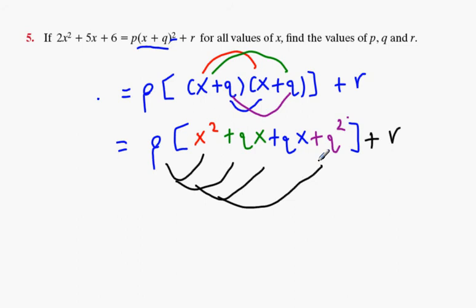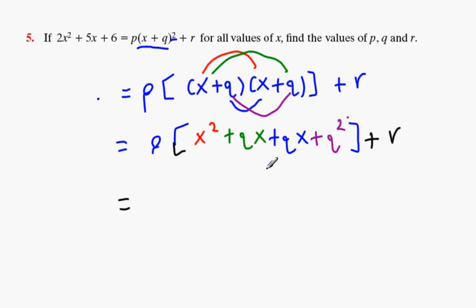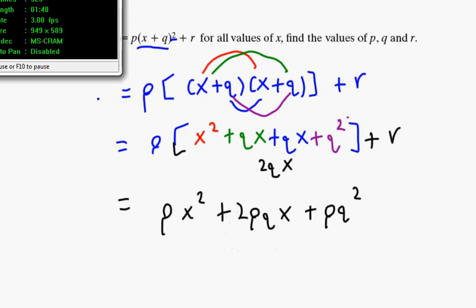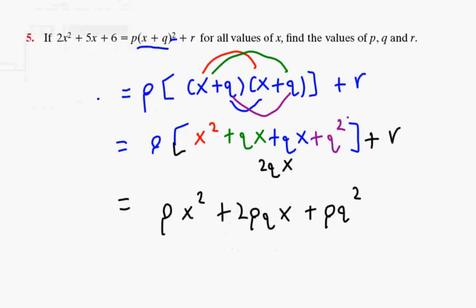Now we're going to multiply these out. Before we even multiply them out, we notice the two qx terms in the middle can add together, can't they? We can add them to get 2qx. So, to save yourself some lines in the test, you can just write 2qx underneath and now multiply by p. So you're going to get px squared plus 2pqx plus pq squared.